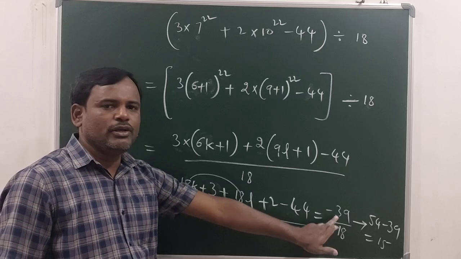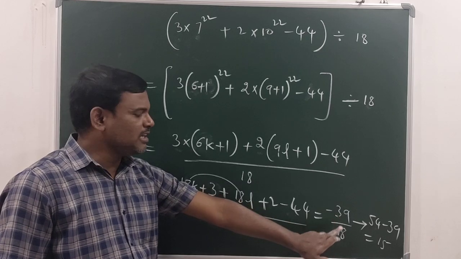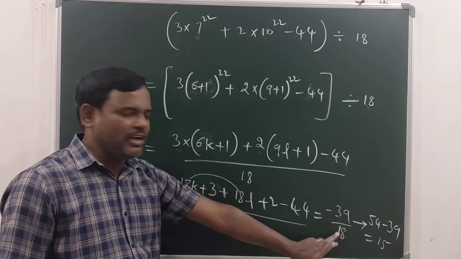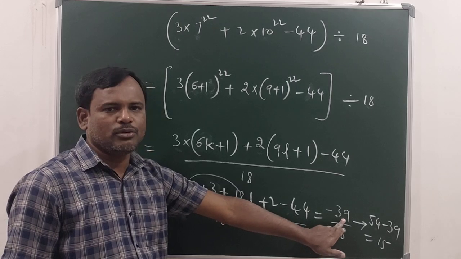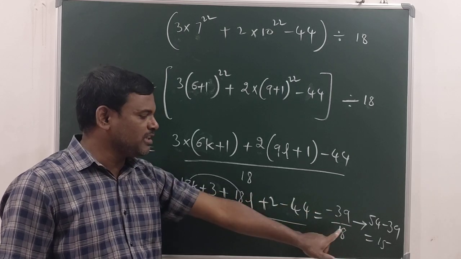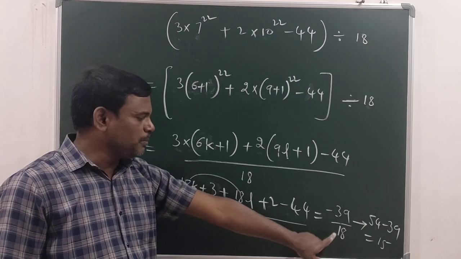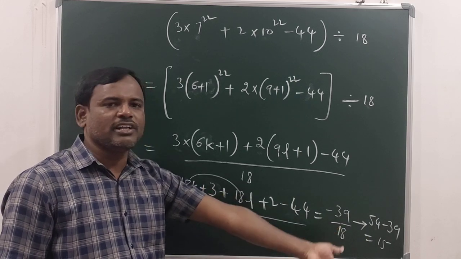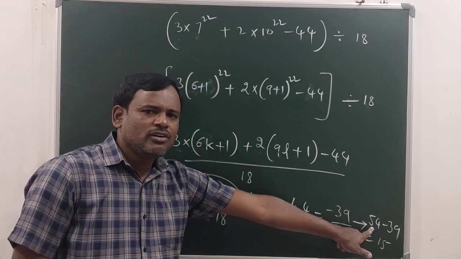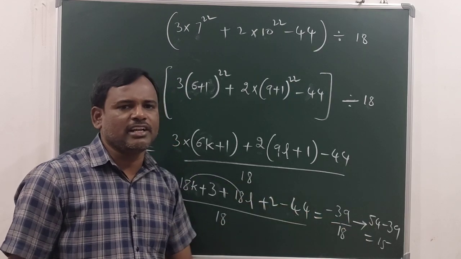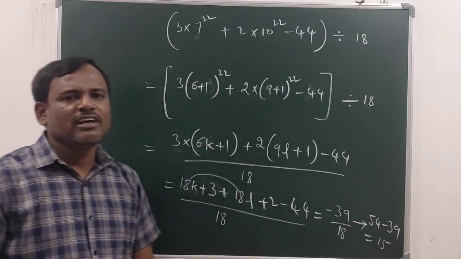So in this, what do you do? Take the nearest multiple of 18 nearer to 39. That should be more than 39. So 54. What is the multiple of 18 which is next to 39? 54, no? So from which you have to subtract this 39. So 15 is the required remainder.